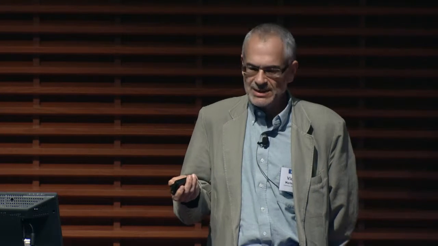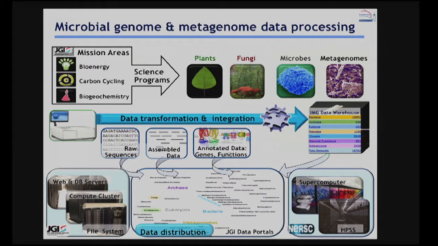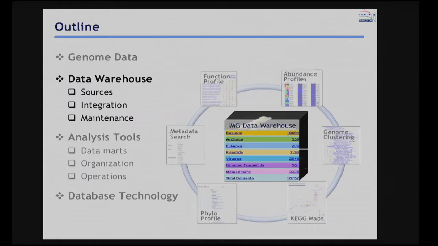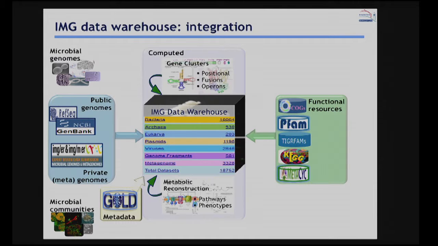Okay, data are distributed. We are actually working with NERSC, so we have access to a supercomputer. Supercomputers help a lot with the data transformation and integration, so they can do a lot of computations. They do not help at all with the actual data warehouse and supporting analysis. So the sources of the data warehouse: there are public genomes, there are functional resources. No need to get into the details of what they mean. What really matters is that there is computation once the data gets into the warehouse.